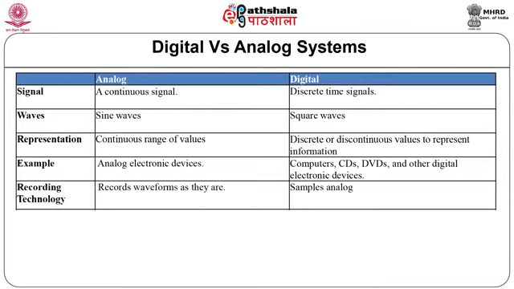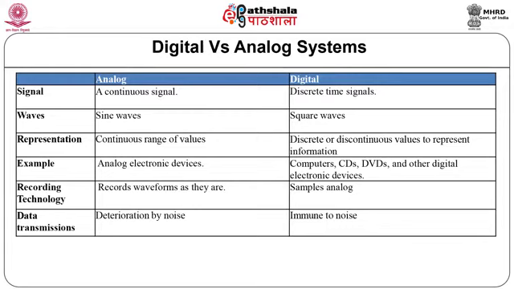Next parameter for comparison is recording technology. Analog signal records the waveform as it is, whereas digital signals sample the analog signal and record the sampled value. The next parameter for the comparison is data transmission. Whenever we are using analog signal for the transmission, there is a deterioration by noise, whereas digital systems are not affected by the noise, they are immune to the noise.